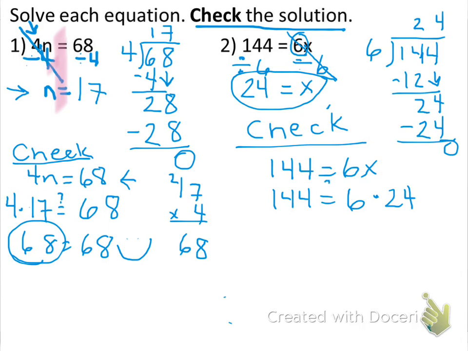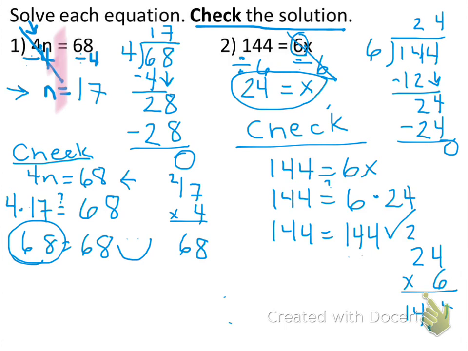I'm going to add this little question mark up here because we're checking to see if this is true. We don't know it or not. So we're going to write 144 here, and then we're going to find what 6 times 24 is. 6 times 4 is 24. 6 times 2 is 12, plus 2 is 14. So we do get that 144 is equal to 144.